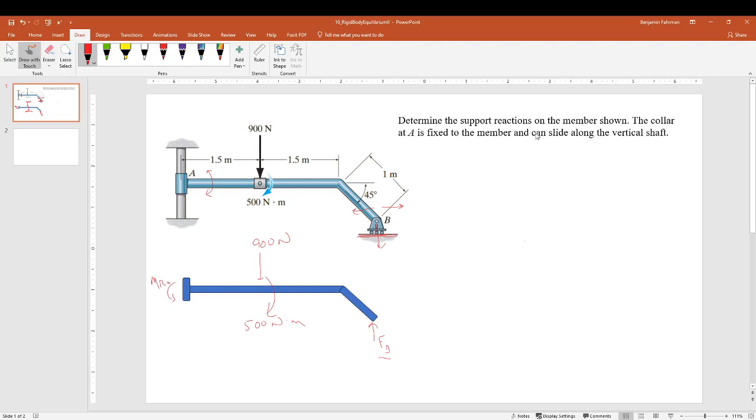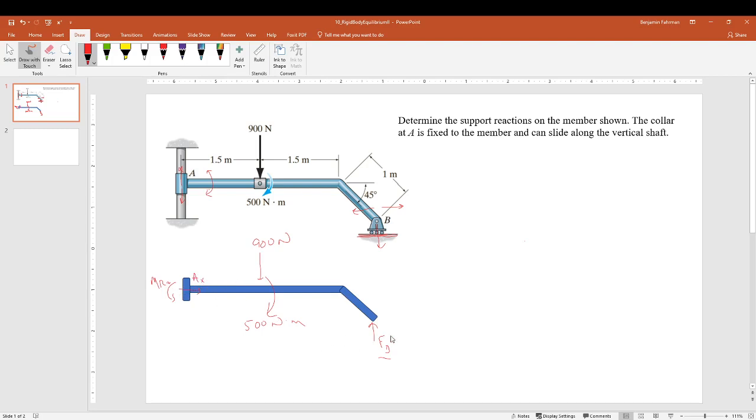We're told that it can freely slide vertically. So this thing can go in the vertical direction, right? I think we can see that. This collar can sort of freely slide on the shaft, which means that there will not be a vertical force here because this support cannot prevent that from happening. It'll just allow that motion. But this collar can't move through this shaft, so there will be a force in the horizontal direction, which I'll call AX. So this is our free body diagram.